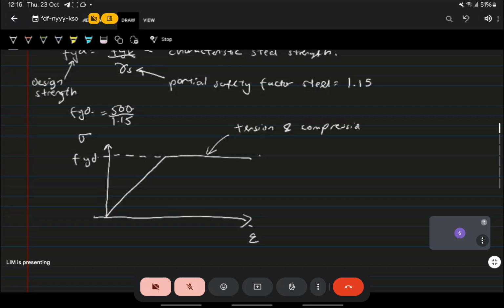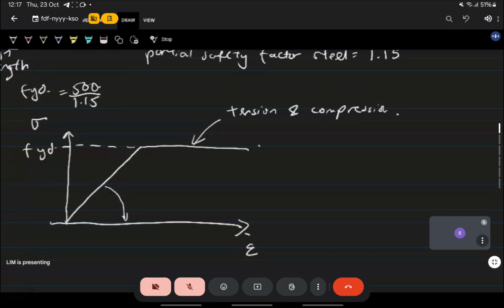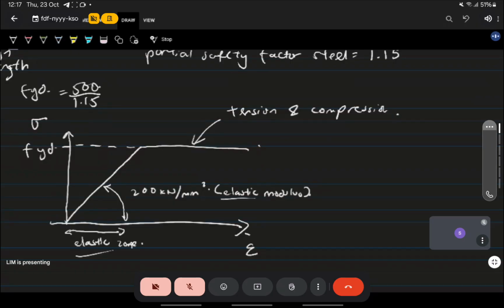The modulus of the steel, which is signified by that angle there, is 200 Newton per mm squared. This is the elastic modulus. It's in the elastic zone, that's why it's called the elastic modulus. Yeah, it's in the elastic zone, hence we call it the elastic modulus.